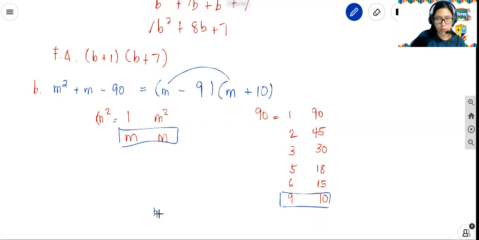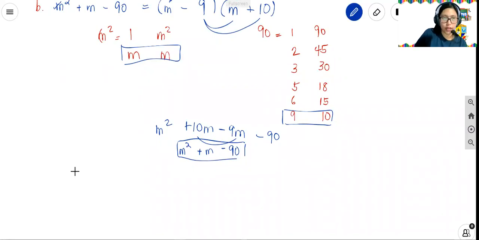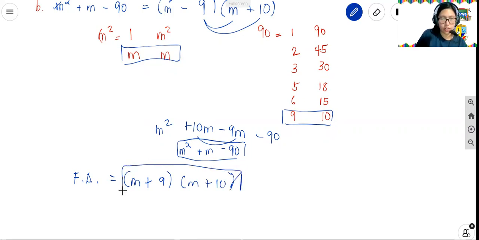m and m is m squared. m times 10 is positive 10m. Negative 9 times m is negative 9m. And negative 9 times 10 is negative 90. So if I combine this, I will get m squared plus m minus 90, which is the same as our given. So hence, the factor of m squared plus m minus 90 is m plus 10 times m minus 9. So this is now our answer.